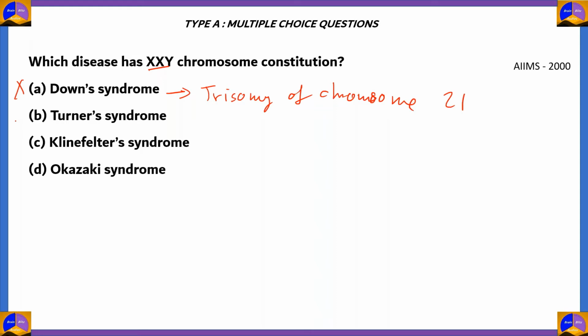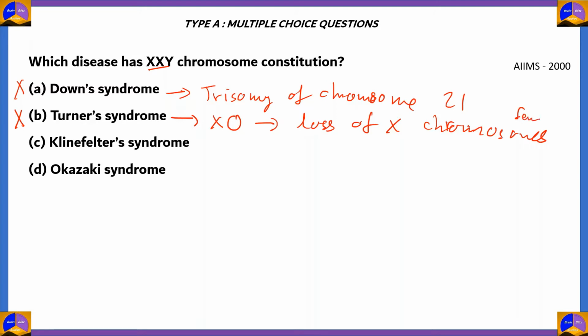What about B, Turner syndrome? That is also incorrect because Turner syndrome has the genetic makeup XO. So here there is a loss of X chromosomes. While our disease here has XXY, there is an addition of an X chromosome. And Turner syndrome affects females, while our target disease affects males.